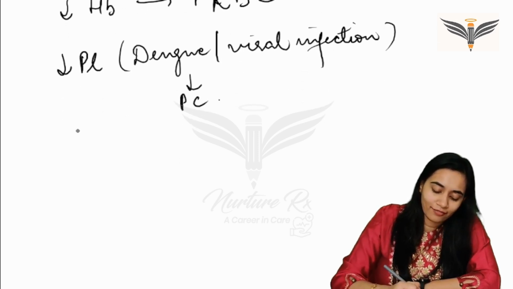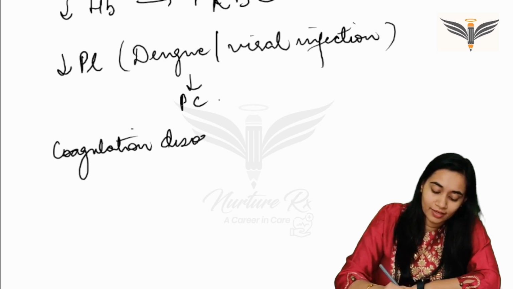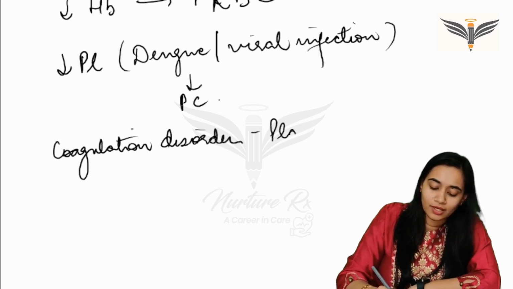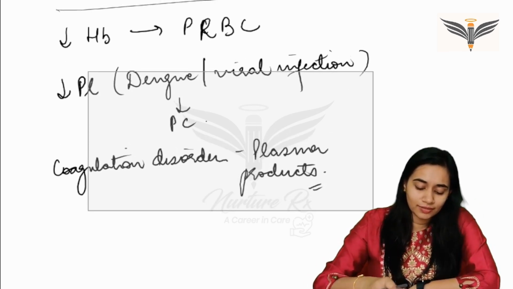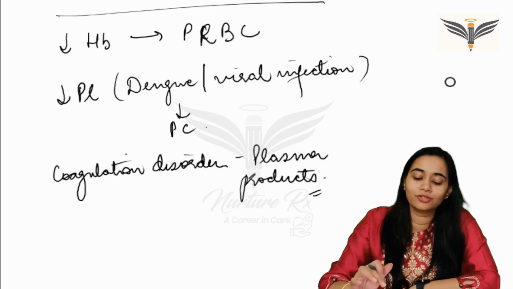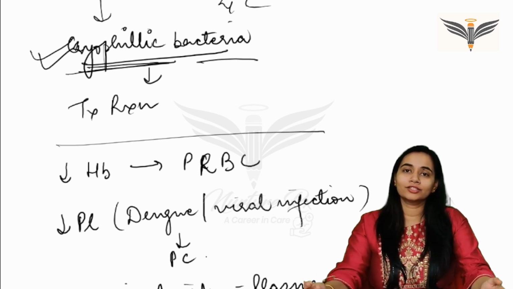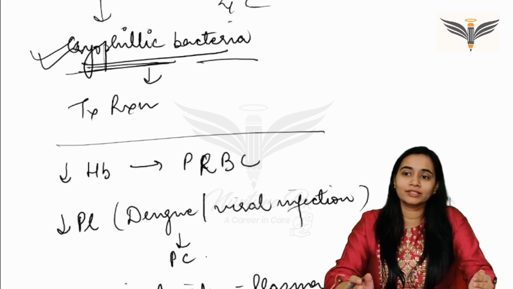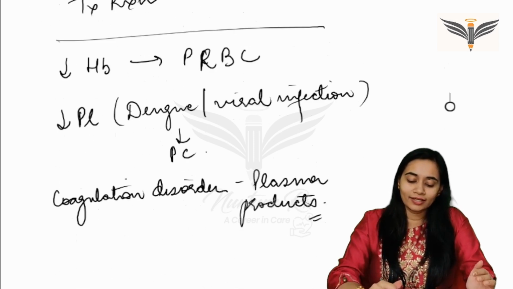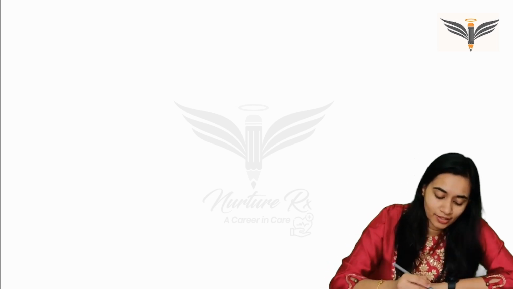Or if the patient is having any kind of coagulation disorder, then plasma or other plasma products can be transfused to the patients. So this is primarily the basic things that you need to know about blood components. We have seen what the types of blood components are, how they are stored and where they are used. So this is a very basic class of blood components, but many questions can come from this topic. So before we wind up, let's just tabulate it.